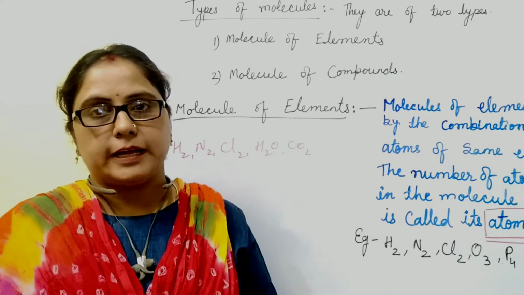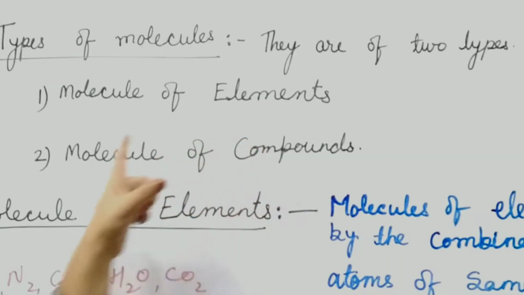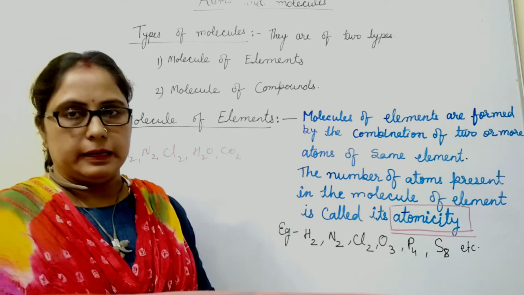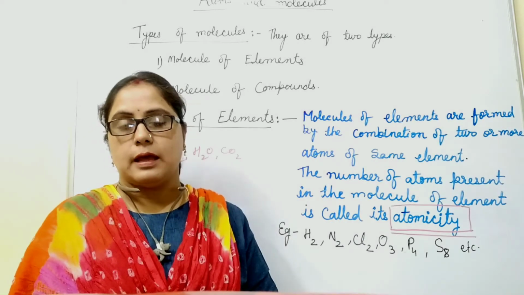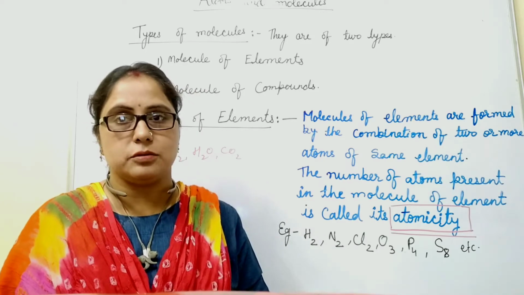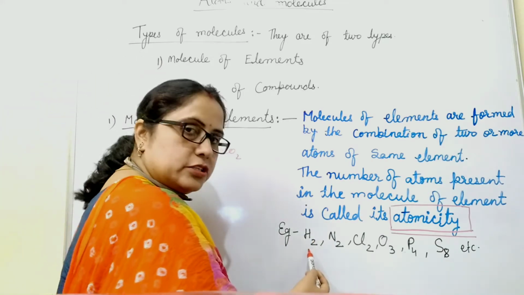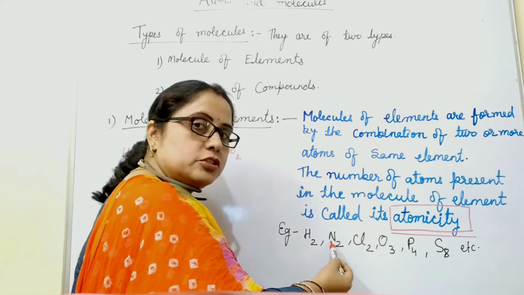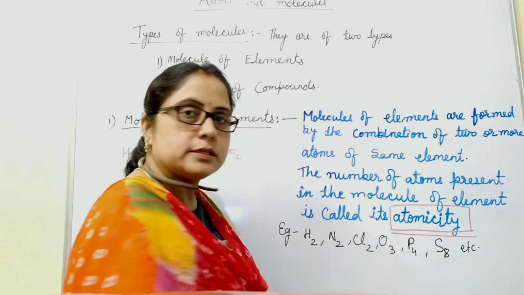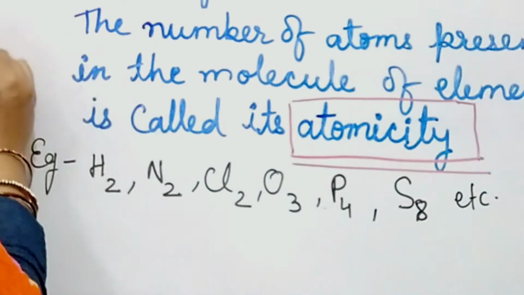So, there are two types of molecules: molecules of elements and molecules of compounds. What are molecules of elements? Molecules of elements are formed when two or more atoms of the same element combine together by attractive forces. For example, molecule of hydrogen H2, molecule of nitrogen N2, molecule of chlorine Cl2, and oxygen in the form of ozone O3 and oxygen O2.